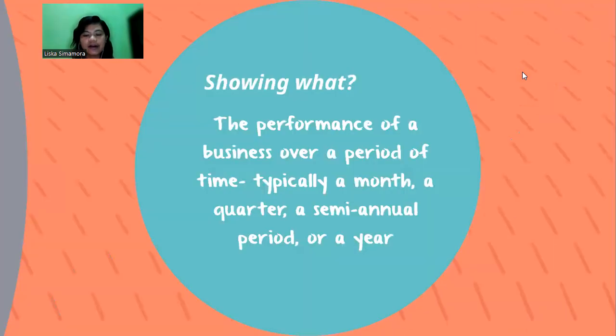So as defined in the beginning, the income statement shows whether the company is making a profit or losing money. It shows the performance of a business over a period of time, typically a month, a quarter, a semi-annual period, or a year. People never make an income statement for transactions over more than one year, but always for a month, a quarter, a semi-annual period, or a year. So that is the income statement.